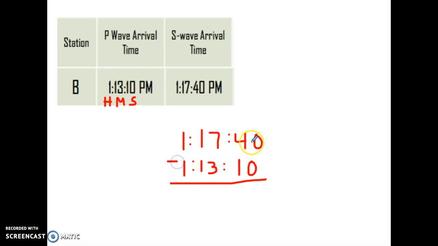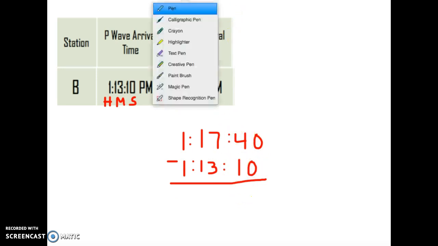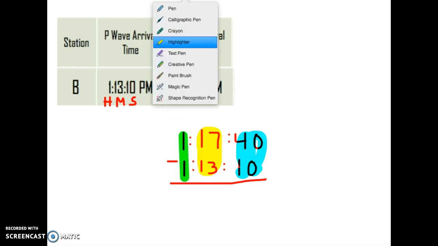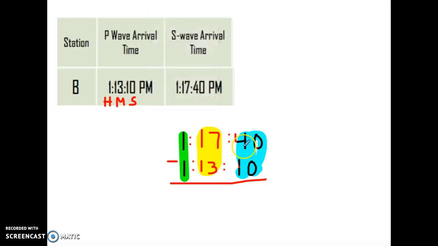We're going to subtract the two, so 40 minus 10. You're just going to do this in sections. Actually, let me highlight this. We're only subtracting this little area, and then we're only going to look at this area, and then this area. So you don't really combine them. So we have 40 minus 10 is 30. You have 17 minus 13 is 4. And then 1 minus 1 is 0. So this is a lag time of 4 minutes and 30 seconds.